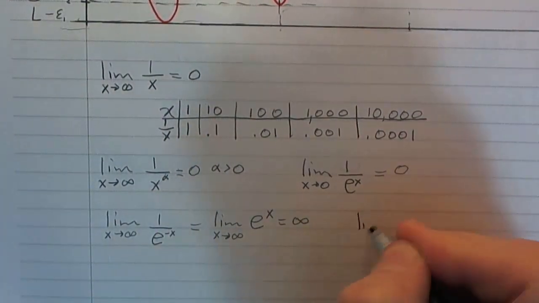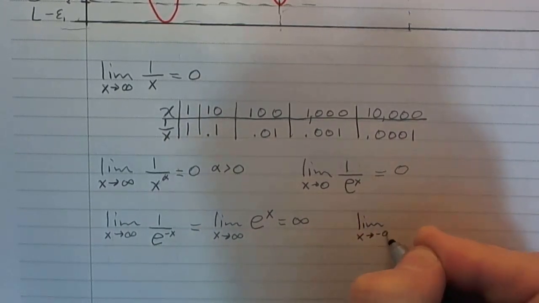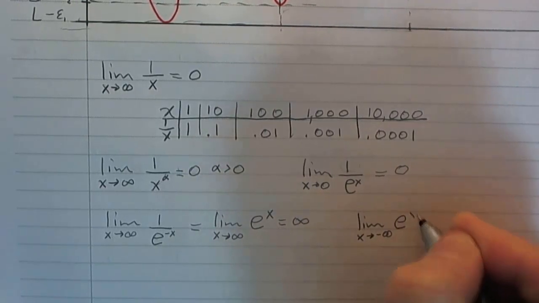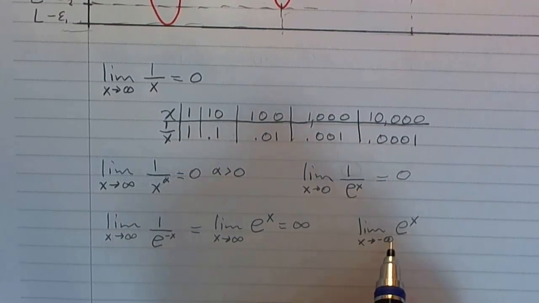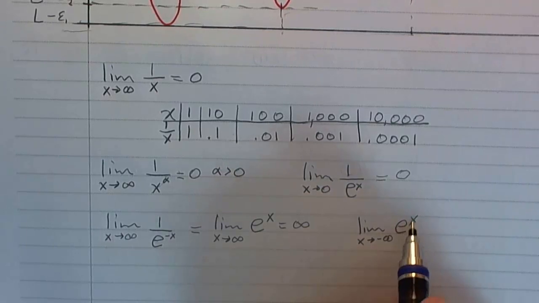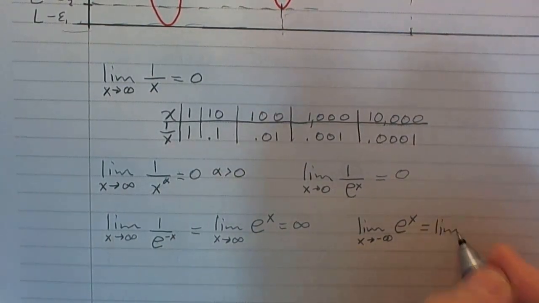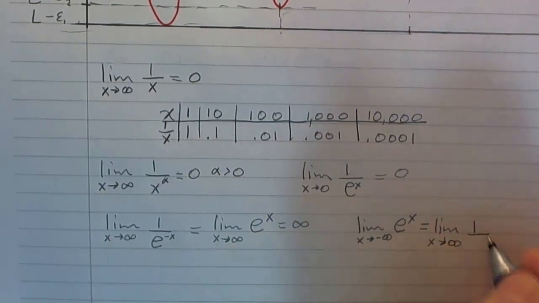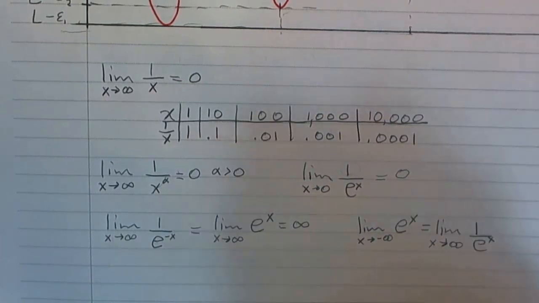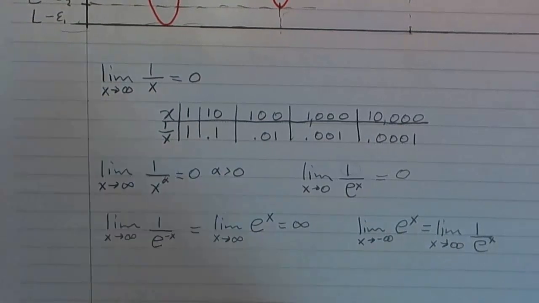Now, let's suppose that we've got the limit as x goes to negative infinity of e to the x. Now, notice what that is. X is going to negative infinity. That means you're putting in negative values for x. That means that's the same, if you think about it, as the limit as x goes to infinity of 1 over e to the x. Okay? So there's some trickiness to this. So you have to be careful.